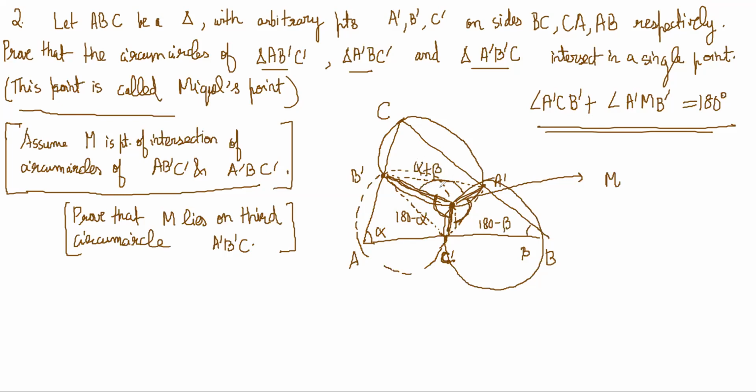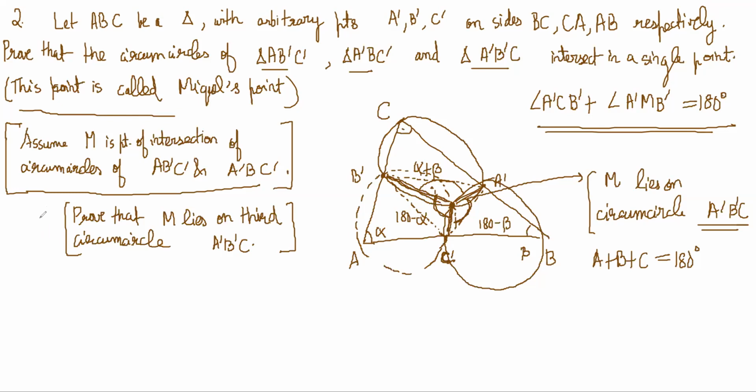But you know that alpha plus beta plus C is already 180, because it's a triangle. So alpha plus beta plus this angle is 180. So point M also lies on the circumcircle of A'CB'. So all the three circumcircles intersect at one point, and that point is called Miquel's point. And there is a related idea. Everybody has understood this, right?